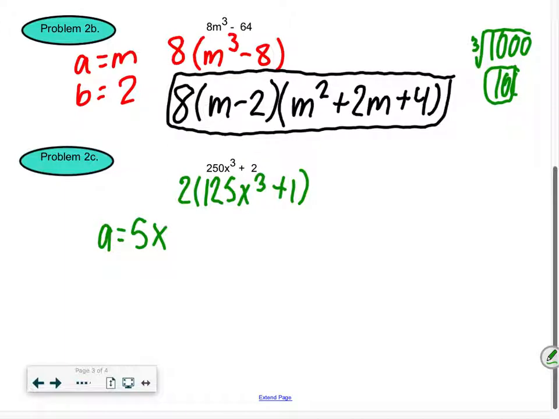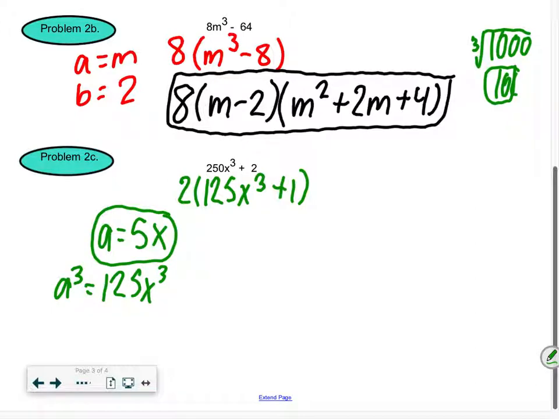Just to make sure, let's cube it. I do indeed get 125x cubed. So my a is 5x. Does that make sense? You would just leave the x, because x to the third power is x cubed. So you kind of have to cube root the 125 and the x cubed.